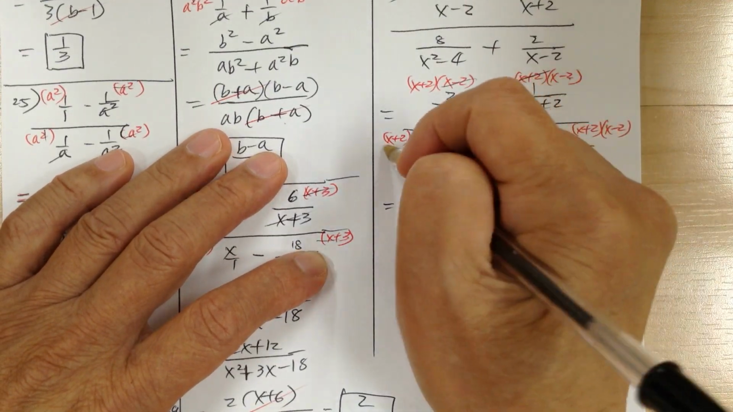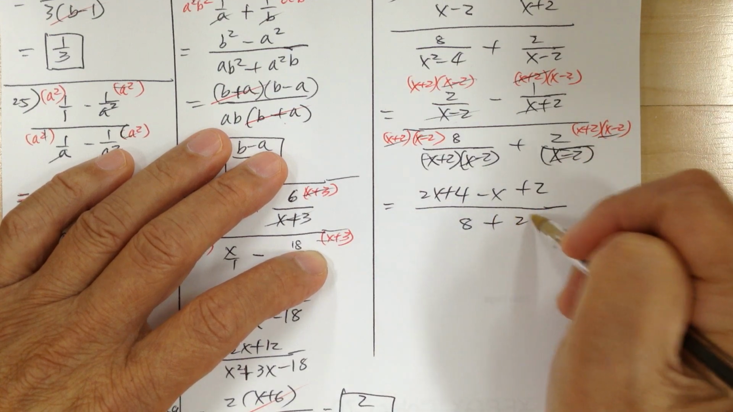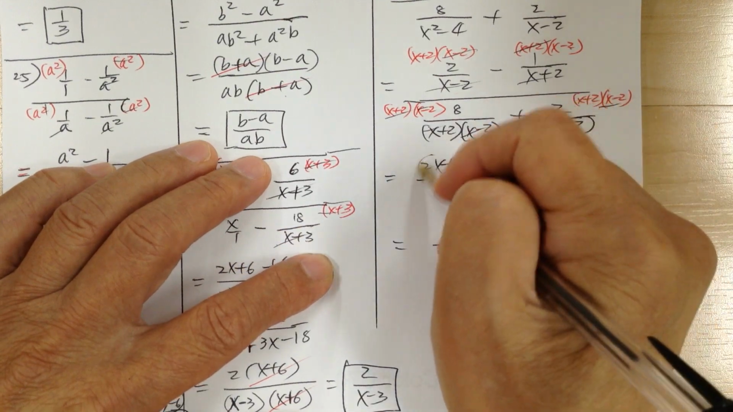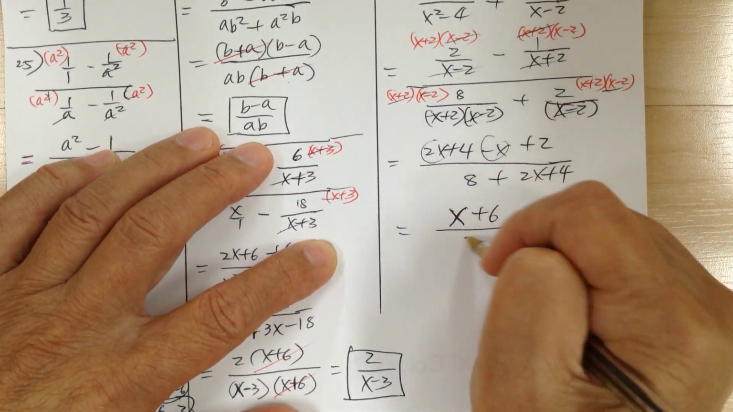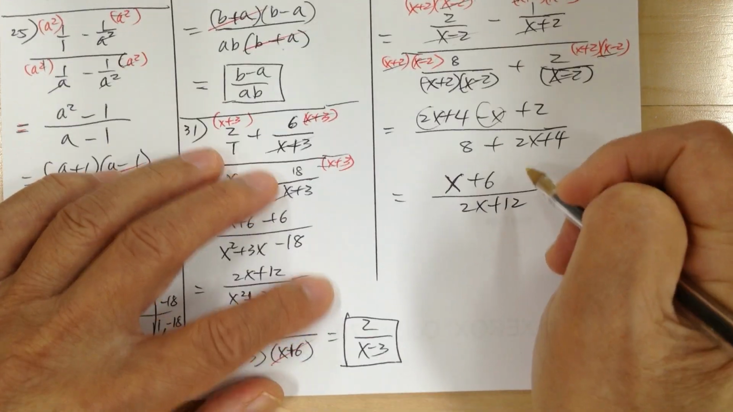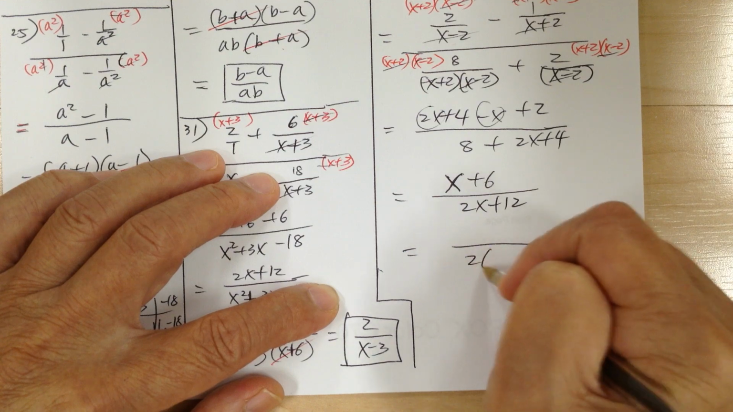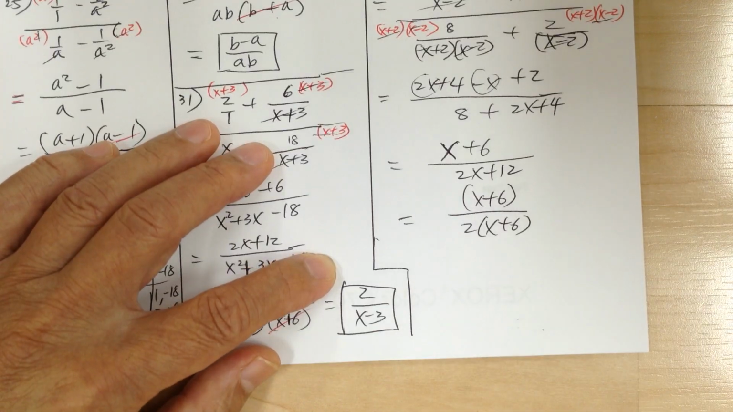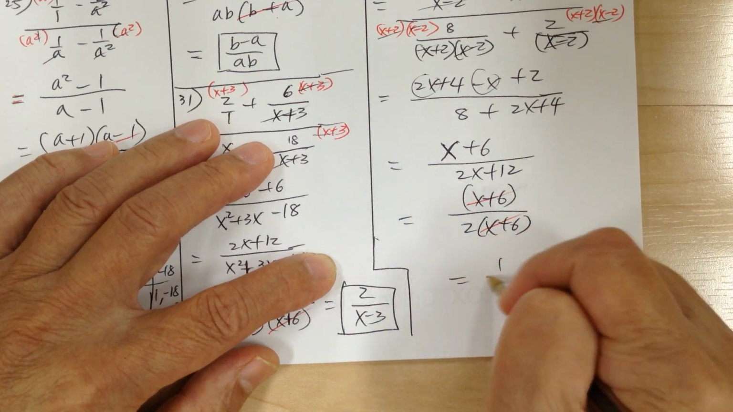On the bottom, everything got canceled out, so you get 8. This one cancels, so you get 2x plus 4. Combine the like terms, so this would be x plus 6 on the top. On the bottom, you get 2x plus 12. Go and factor out the 2 on the bottom. And the x plus 6 cancels out. So the answer would be equal to 1/2.